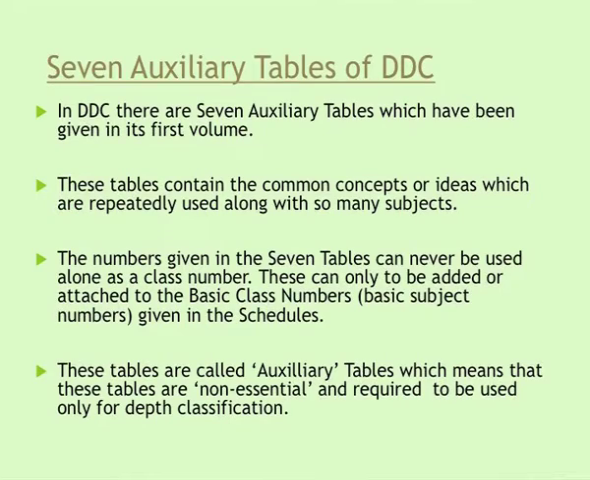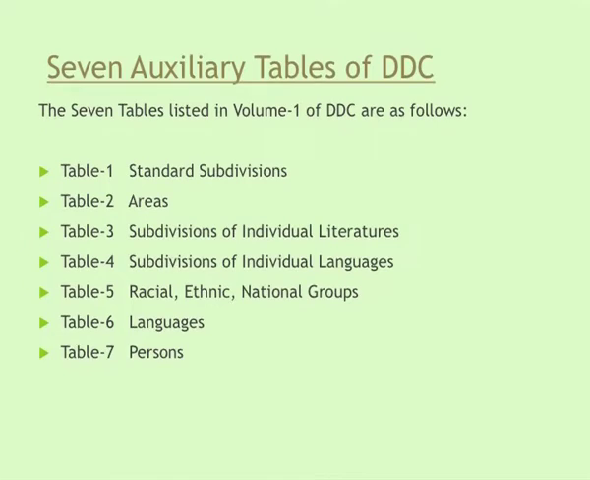The tables are called auxiliary tables because they are non-essential. In case of broad classification, for example in small libraries, where we just need broad classification of documents, these tables may not be used. So, these tables are called auxiliary tables. The 7 auxiliary tables are as follows.